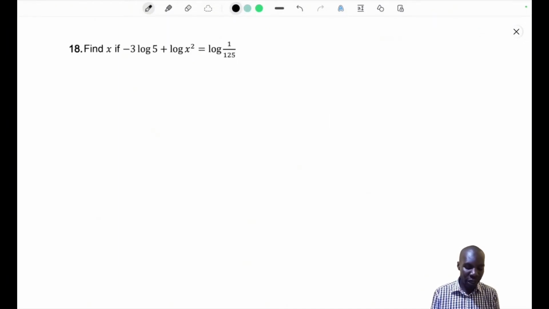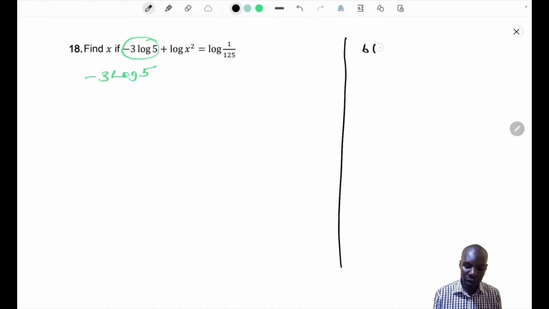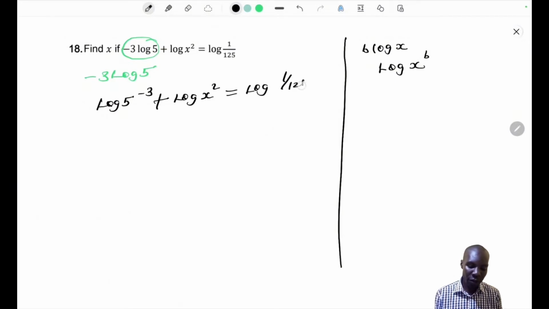Number 18. Find x if minus 3 log of 5 plus log of x squared is equal to log of 1 over 125. So let's begin with minus 3 log of 5. We know that if you have got b log of x, it can be written as log of x to power b. So this can be written as log of 5 to power minus 3 plus log of x squared equals log of 1 over 125.